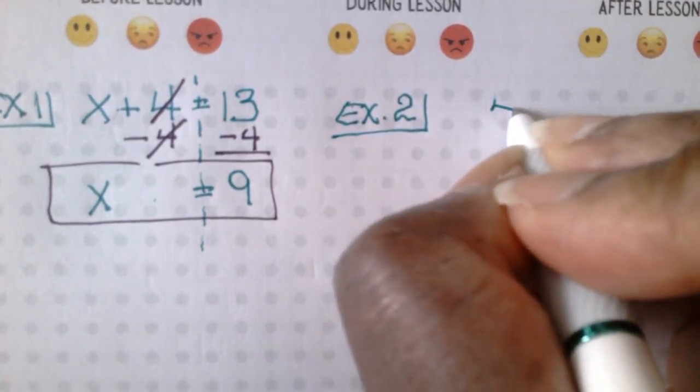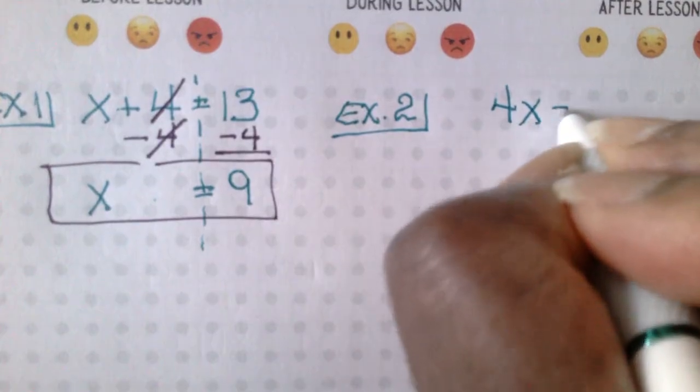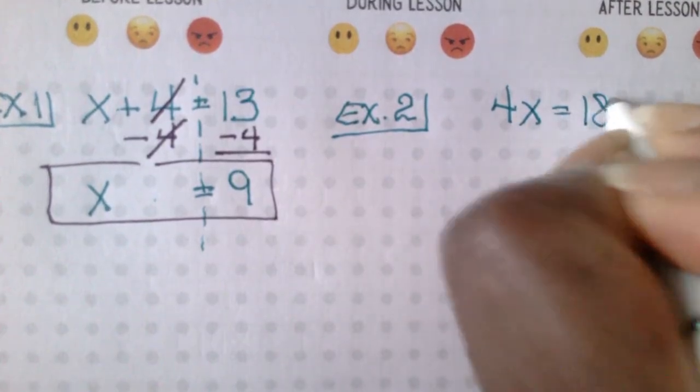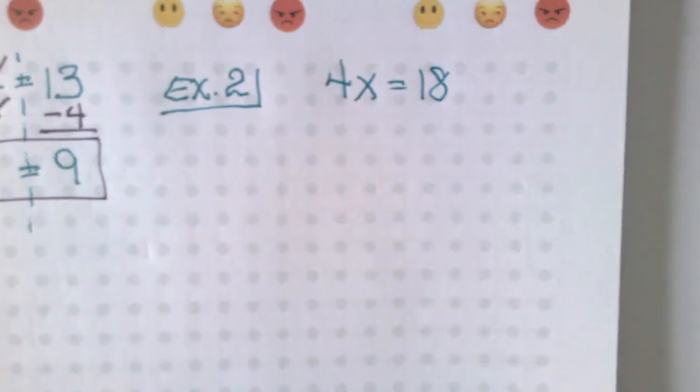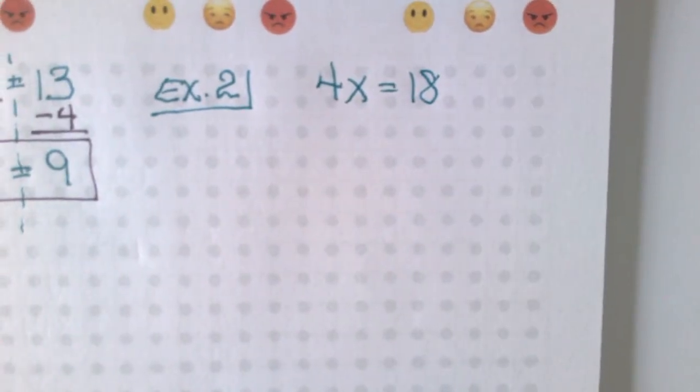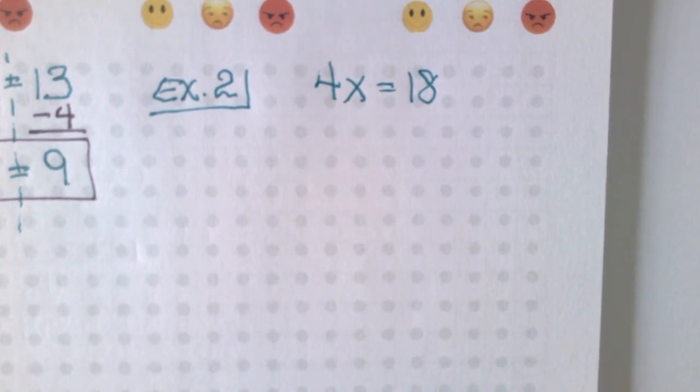So we have, okay, so for example 2, we have 4x equals 18. Okay, 4x equals 18. Alright.